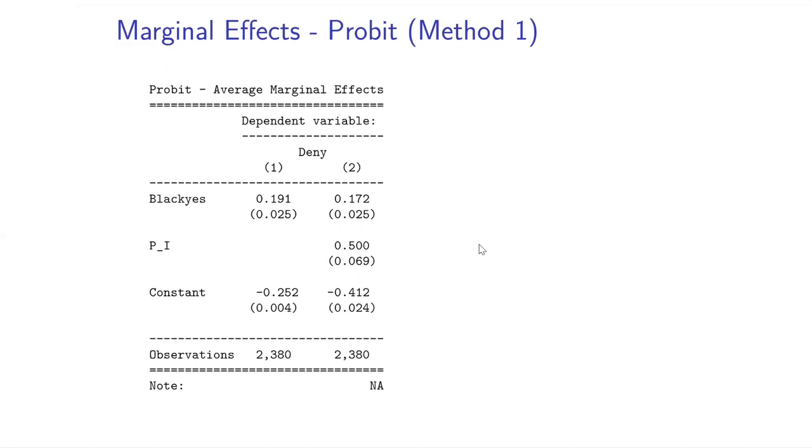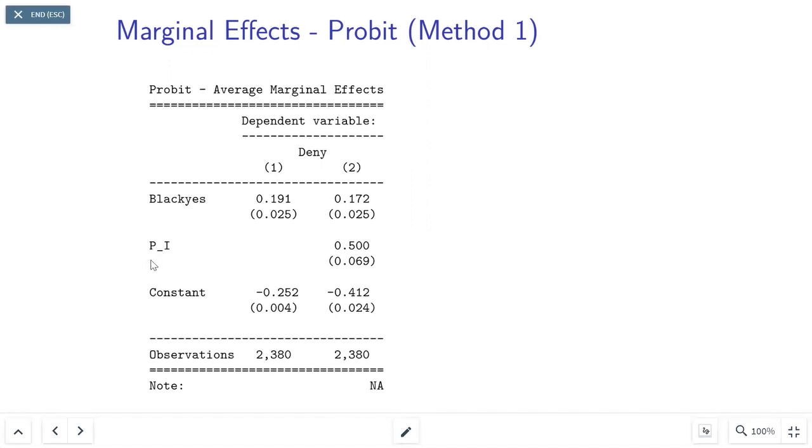Using the stargazer function to display the average marginal effect for both models, we obtained this table. Now the estimated coefficients measure the marginal effect of each regressor in the model, and these numbers are now super easy to interpret. For instance, the coefficient for the black dummy is 0.191. This means that on average, a black applicant is 19.1% more likely to get a mortgage application denied as compared to a white applicant.